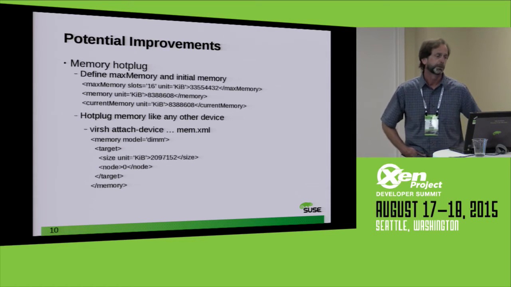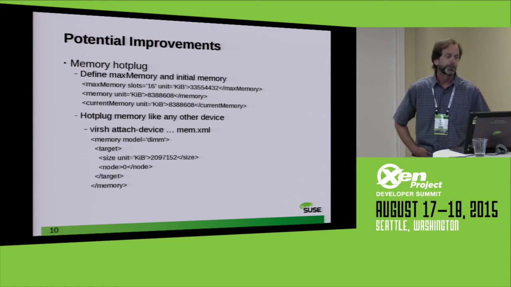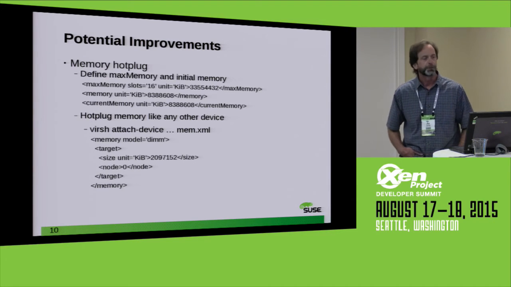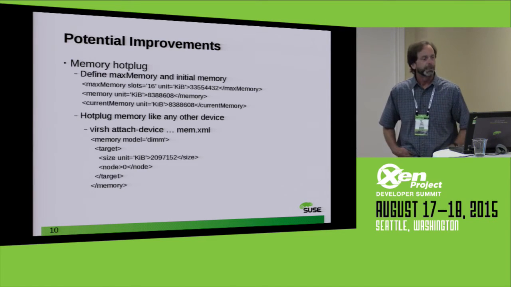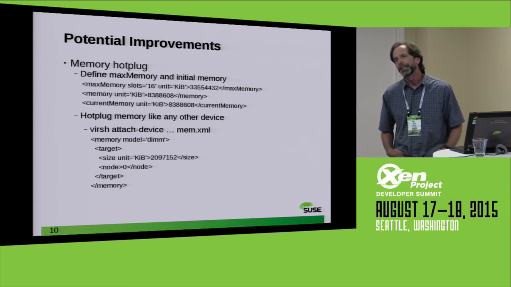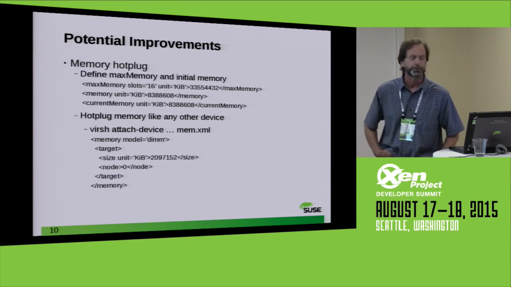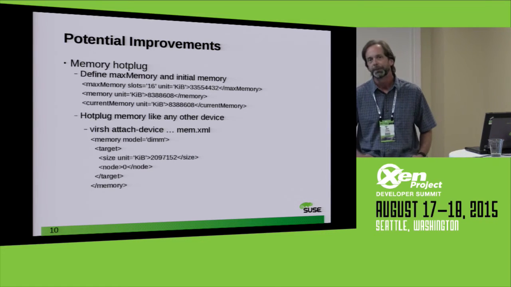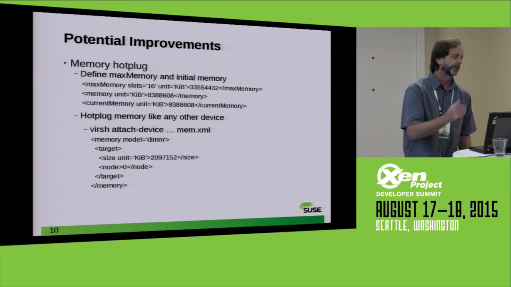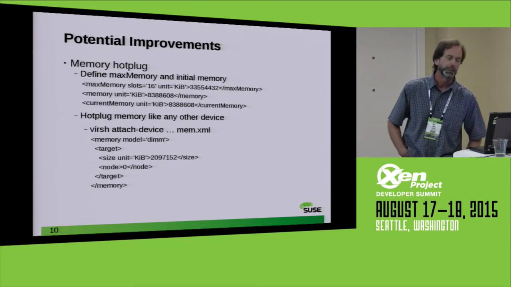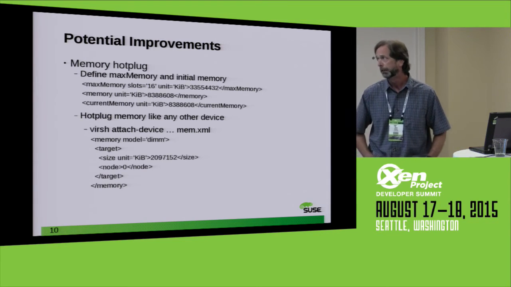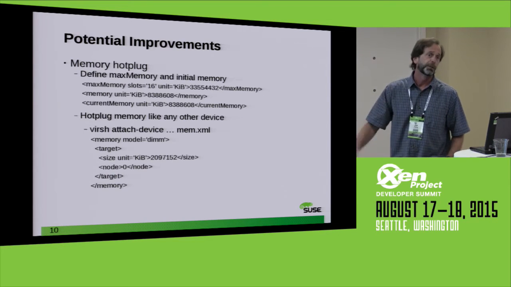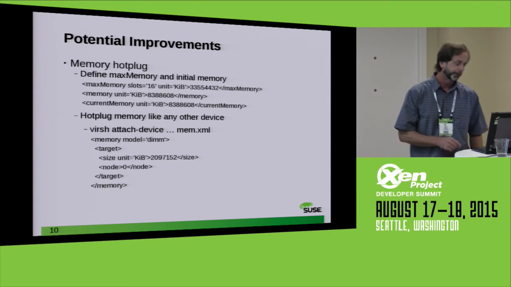So this configuration says I want a max memory of 32 gig and 16 slots, which implies 2 gig DIMM slots. If we want to add memory later, you handle it just like any other device. You use virsh attach-device and give a little XML snippet that defines the device. In this case, I want to add a DIMM that's another 2 gig and add it to node 0, for example. But like I said, none of this is supported in Libvirt currently either.